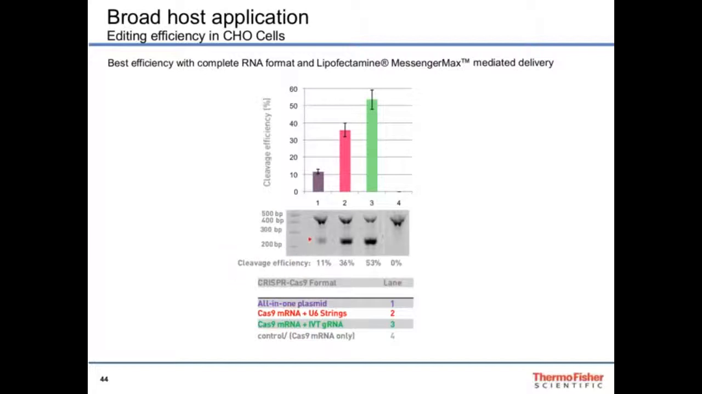And now we can see rather remarkable cleavage efficiencies of over 50%. And generally working in CHO, we were very happy with 10% at this locus. And now we're well up there in the 50% range. So this is very encouraging for the types of engineering that we want to do in these cells as well.